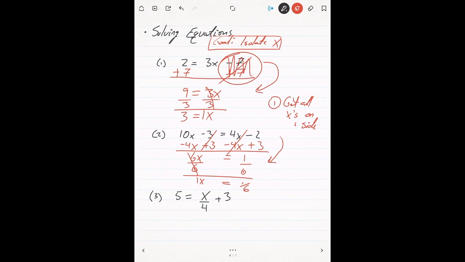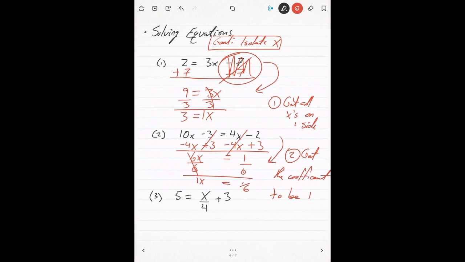Again, what did I do? I got all the x's on one side, everything that didn't involve an x to the other side. Then, I guess I could say step 2 was get the coefficient. Remember, the coefficient is the number in front of x. Get the coefficient to be a 1. Okay, because that's what we're trying to figure out. What does one single variable represent?